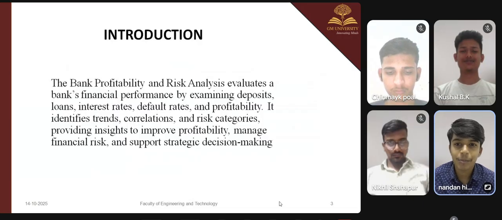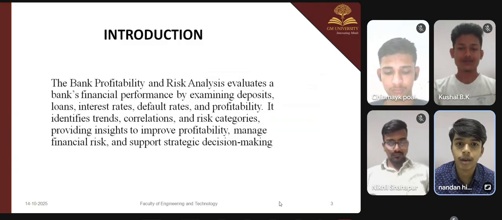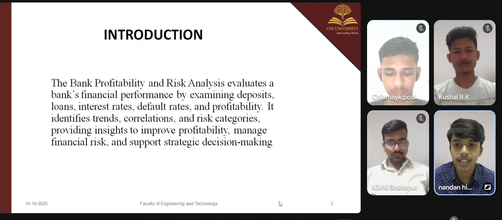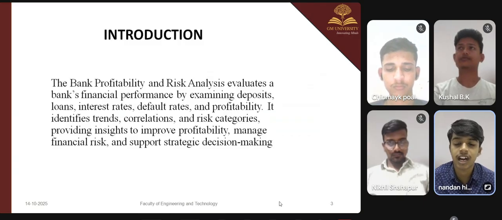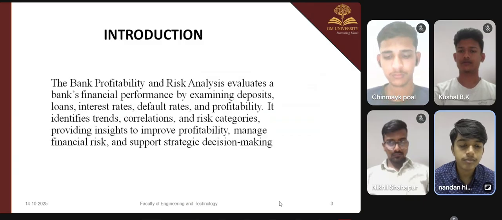Introduction. The bank profitability and risk analysis evaluates a bank's financial performance by examining deposits, loans, interest rates, default rates, and profitability. It identifies trends, correlations, and risk categories, providing insights to improve profitability, manage financial risks, and support strategic decision making. This will be very helpful with the graphs and easy to understand. In the next graph, we go through our first problem statement.